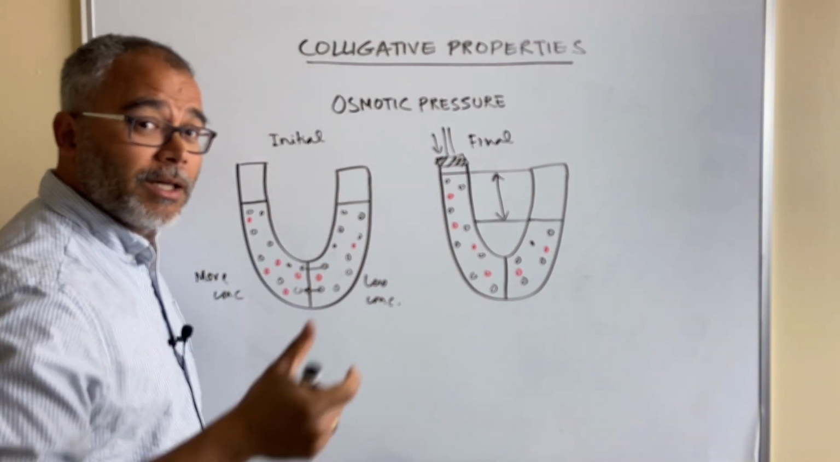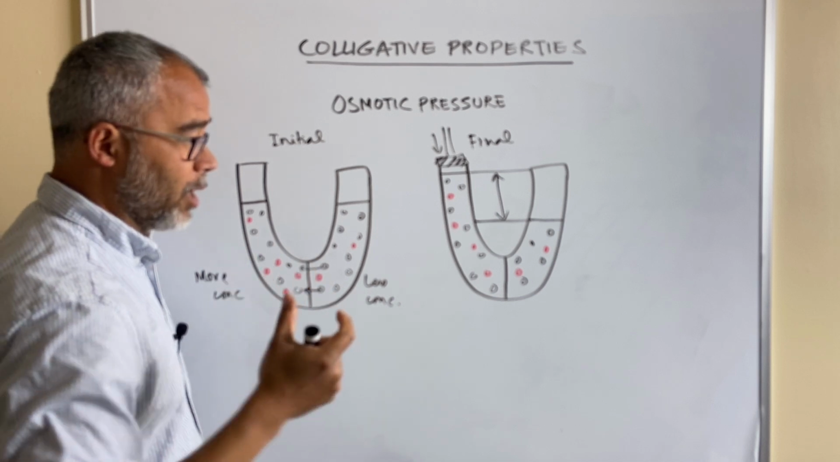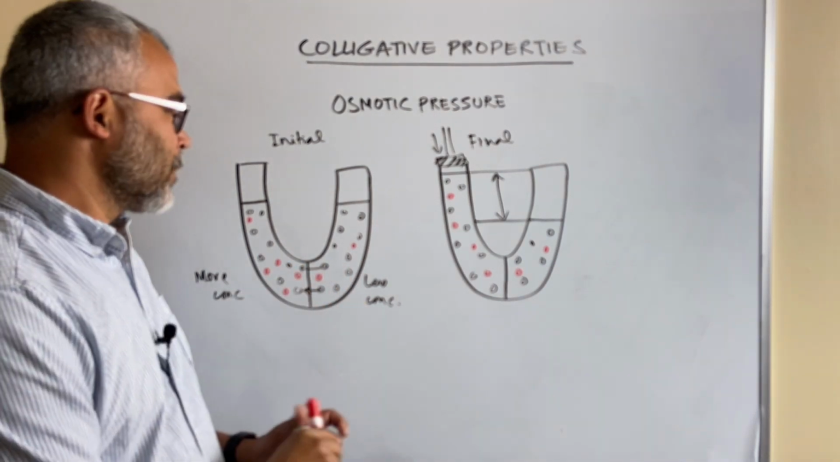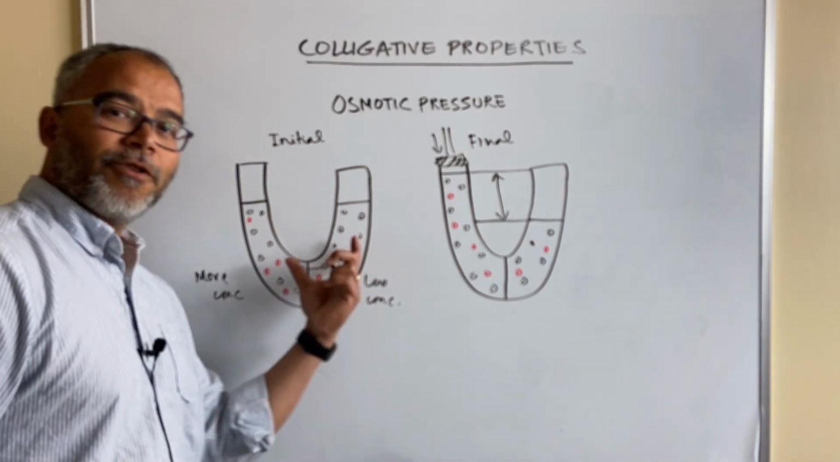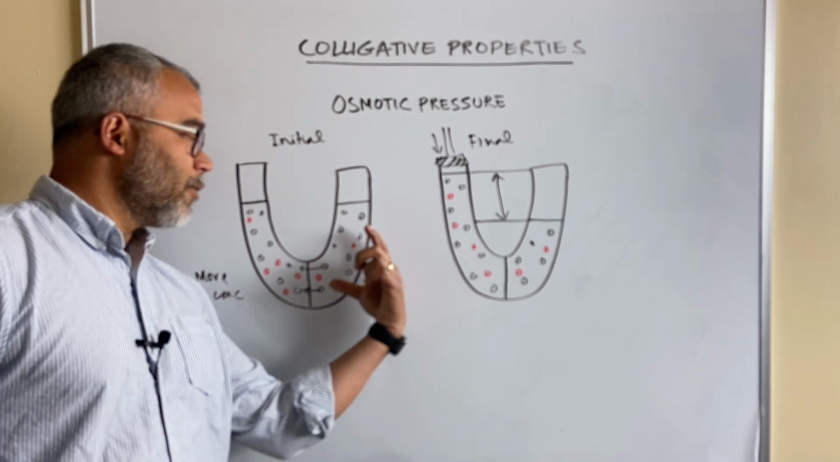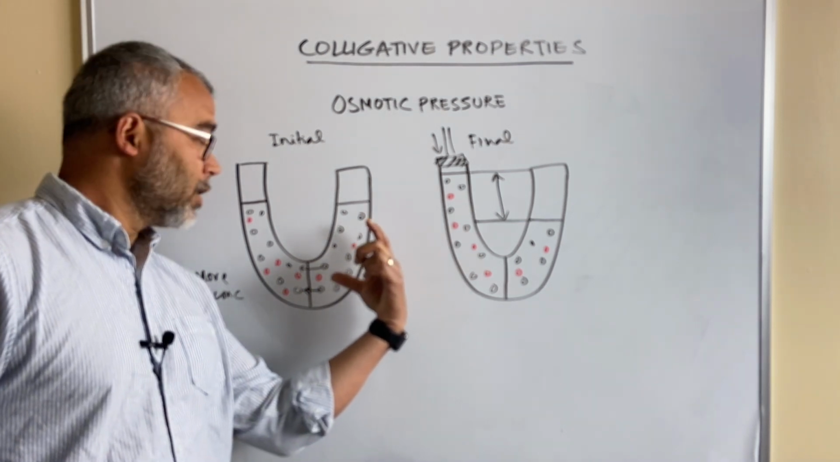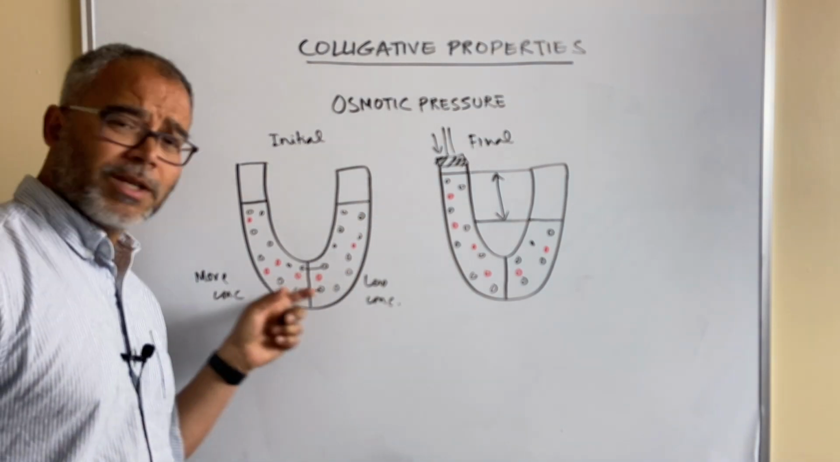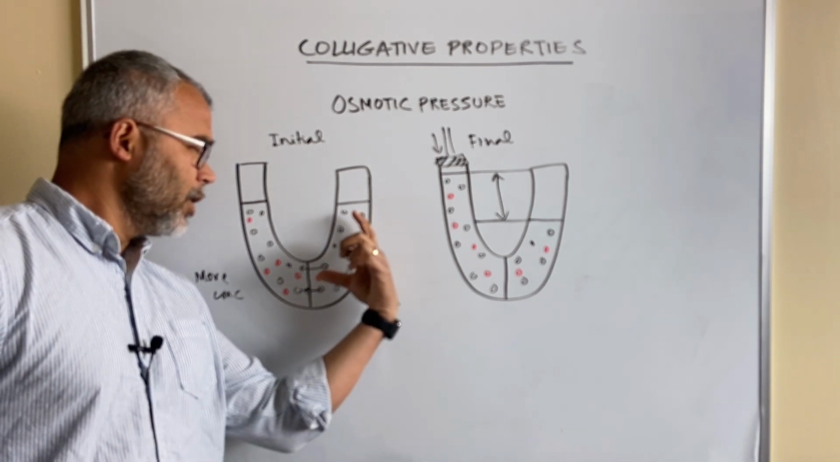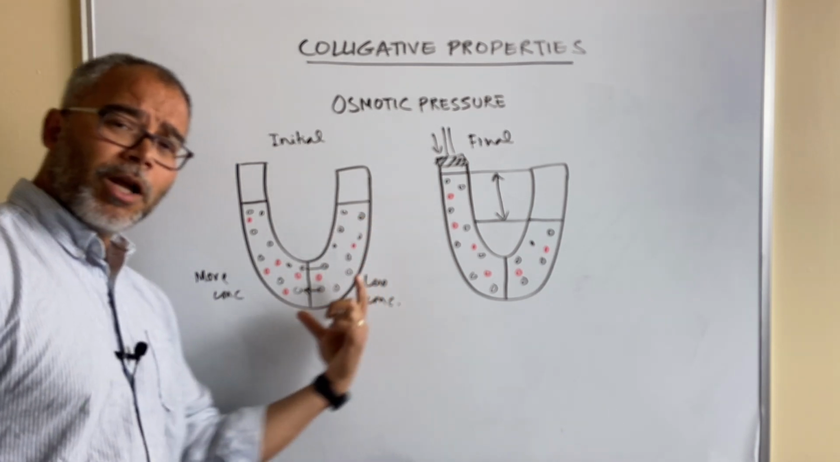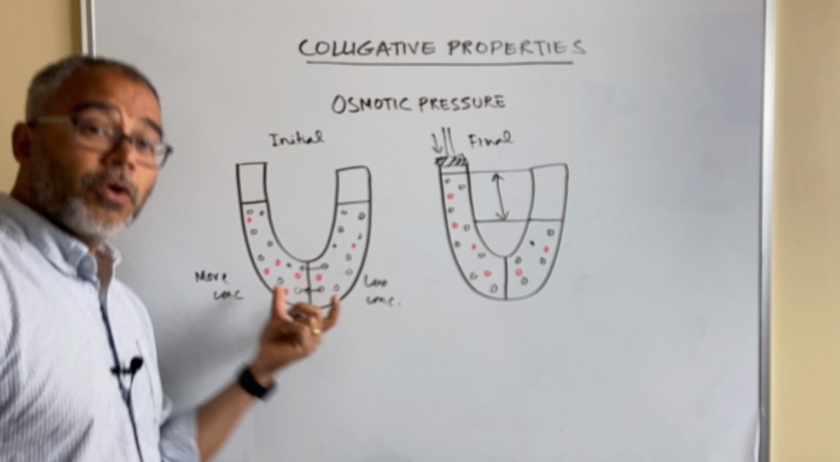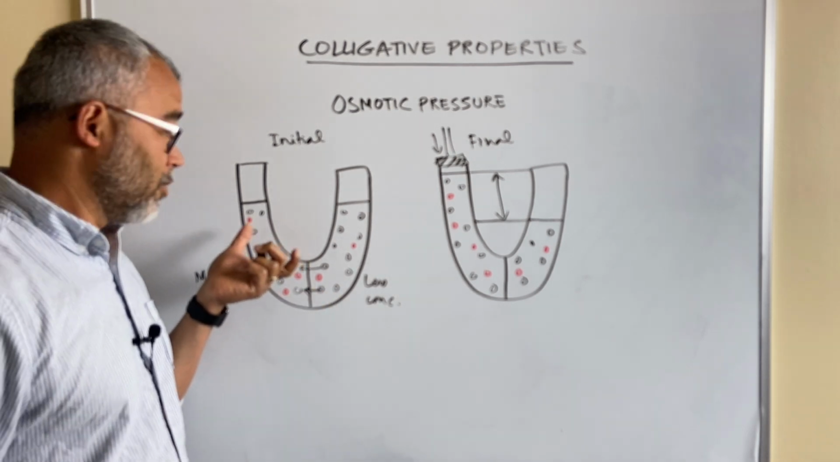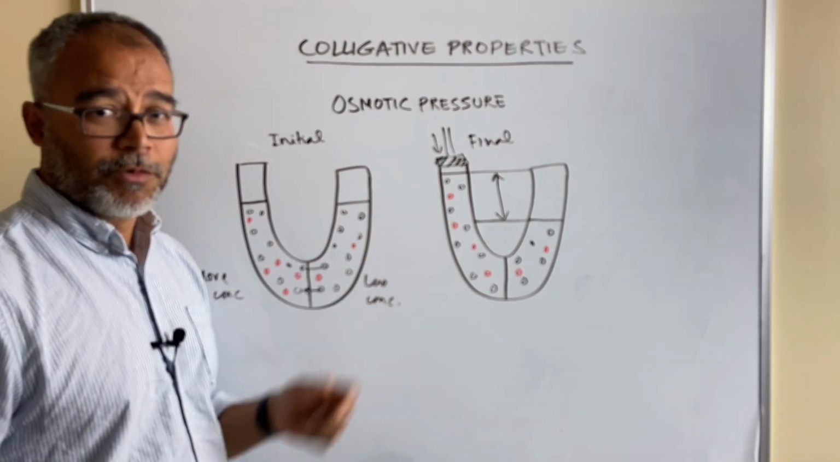That would be the osmotic pressure. Okay, that means what we're saying is that because of this difference in concentration, there was a net pressure out here. Because of the osmosis that took place out here, there was a net pressure where the solvent molecules passed through the membrane to equalize the concentration. Okay, and that pressure is the osmotic pressure.